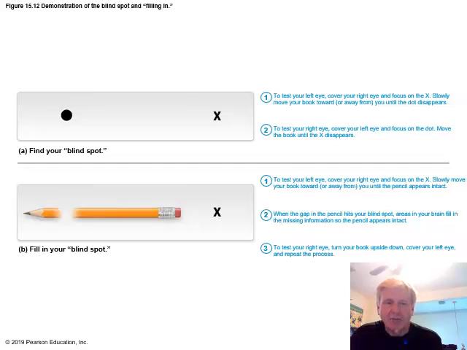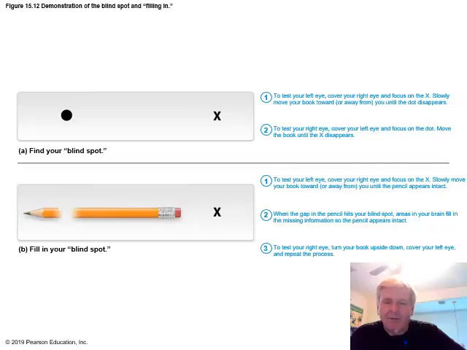This picture on the bottom shows you how to fill in your blind spot. What you do here, to test your left eye, is cover your right eye and again focus on the X. You slowly move the book toward you, closer and closer, as you're only concentrating on the X, until you see that the pencil on the left here appears intact and there's no gap between the two parts. That would be your blind spot. And again, it should be about 12 inches in front of your eyes.